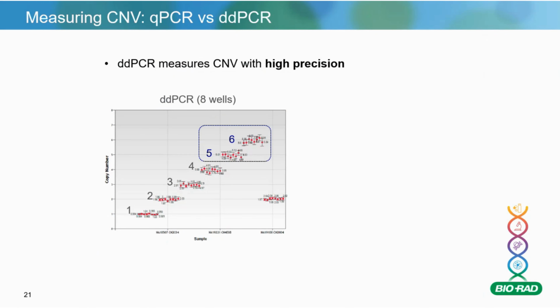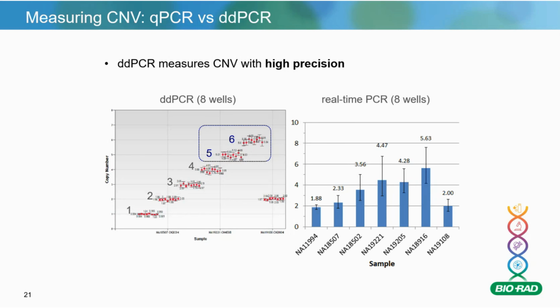Now, if we look at just 2 brief examples, because I don't have much time and this is just an introduction, we're going to look at copy number variation in real-time PCR versus ddPCR. On the left are the ddPCR results. There are about 8 samples, 8 wells, and on the right, the real-time PCR, also 8 wells. And you can see here how stable it is at 1 in qPCR, 1 copy number.